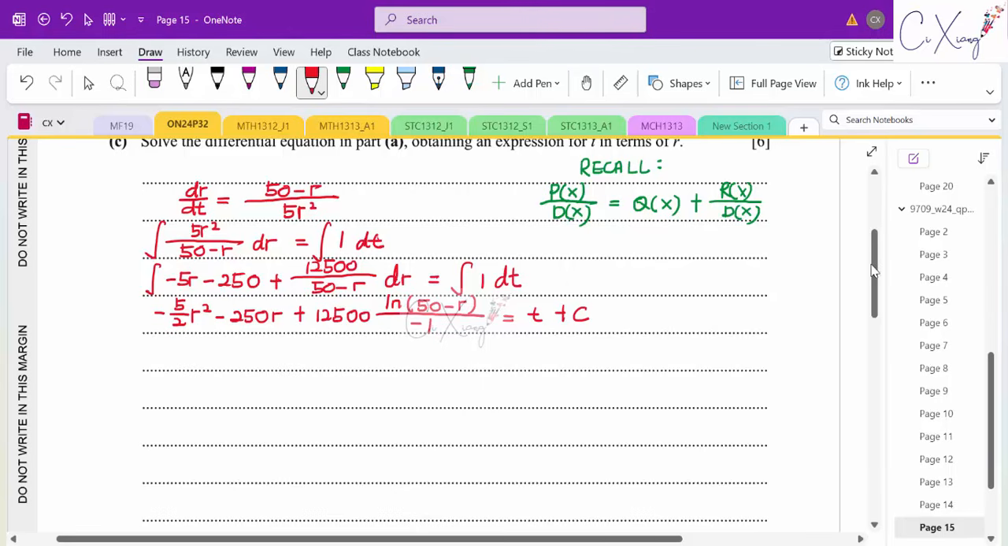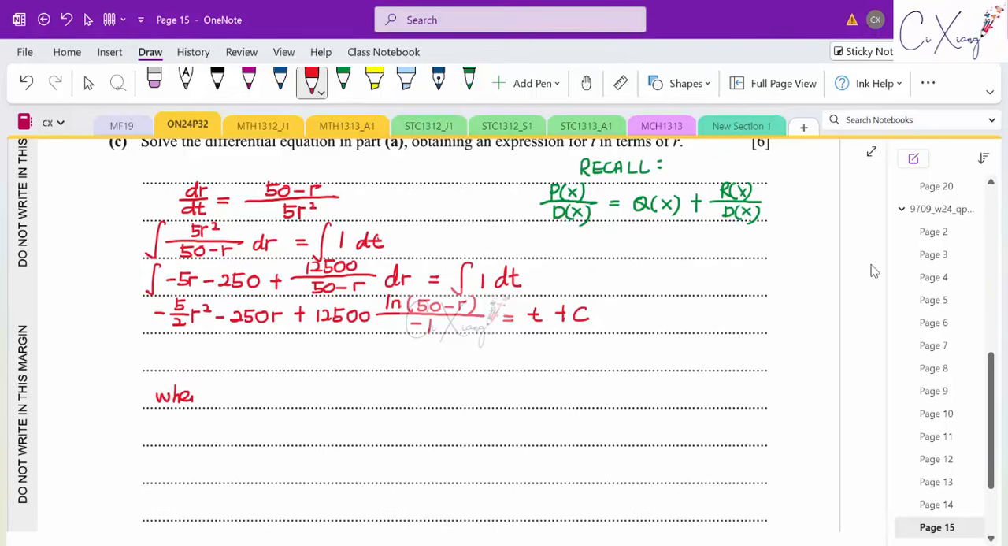Next, I want to get the constant c. In the question, they provided an initial value. When t equals 0, r is also equal to 0. If you substitute into the general solution that we get on top here, substituting t equals 0 and r equals 0, you will have c equals -12500 ln 50.